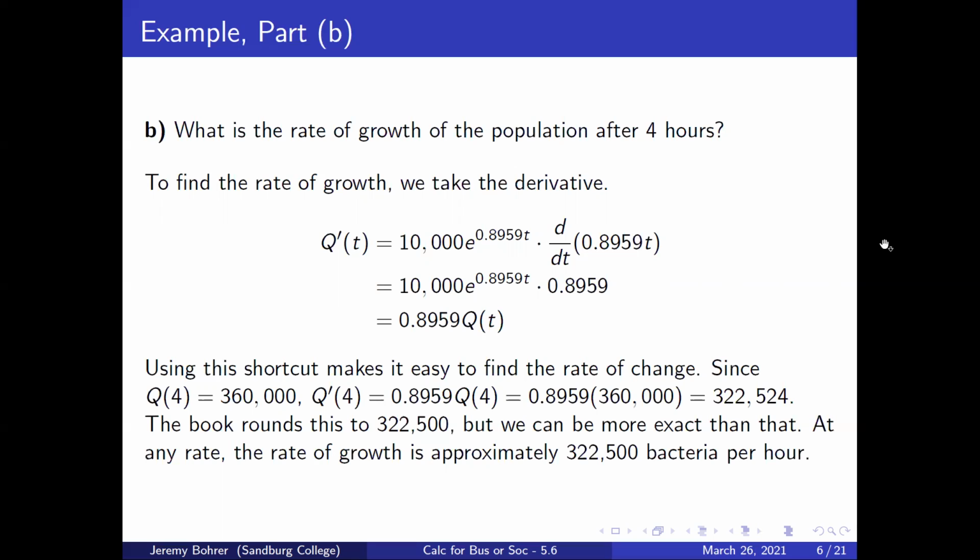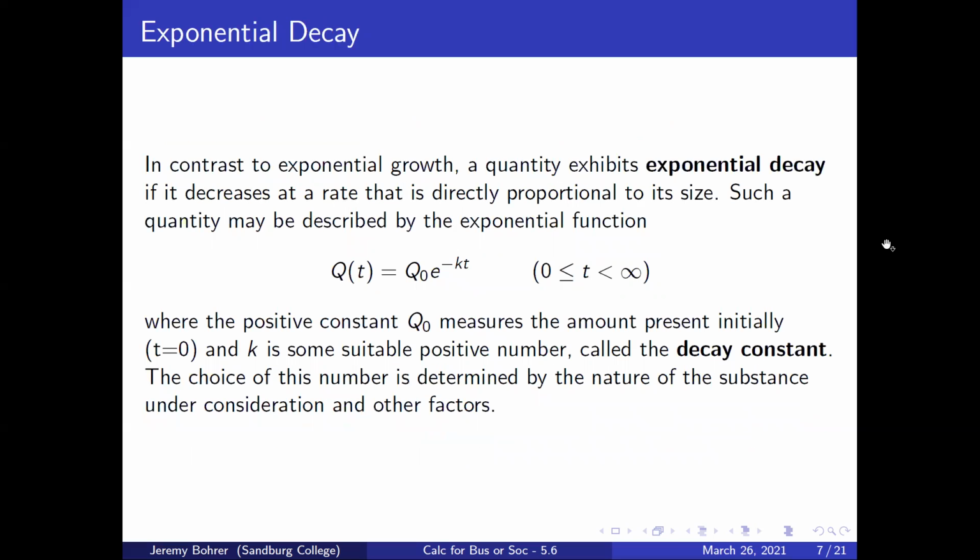Using this shortcut makes it easy to find the rate of change. Since Q(4) = 360,000, Q'(4) is 0.8959 times Q(4), which is equal to 0.8959 times 360,000, or 322,524. The book rounds this to 322,500, but we can be more exact than that. At any rate, the rate of growth is approximately 322,500 bacteria per hour.